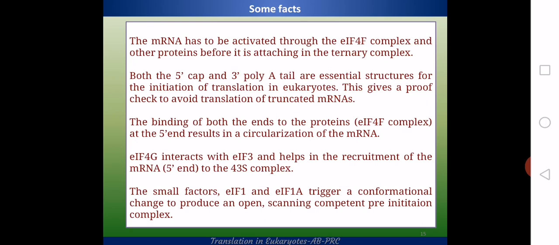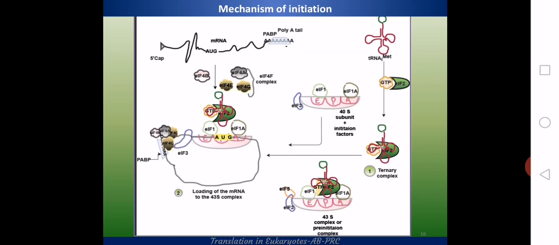there is a kind of proofcheck also being done through this, because both the ends of the mRNA are essential structures for a successful translation, which means if an RNA molecule has lost any part, maybe a 5' part, then that mRNA will not be translated. That means any truncated mRNA will not be translated by the system. So this is a proofchecking. So this is the mechanism.